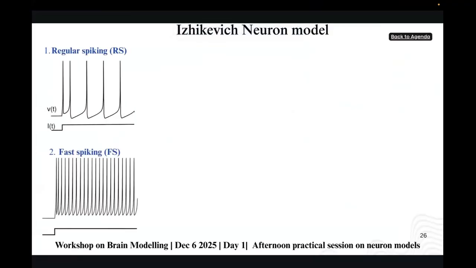Okay. Next, can you guys consider fast spiking? Can you choose your neuron model to be FS, use the same constant current, and see what the difference is between regular spiking and fast spiking?